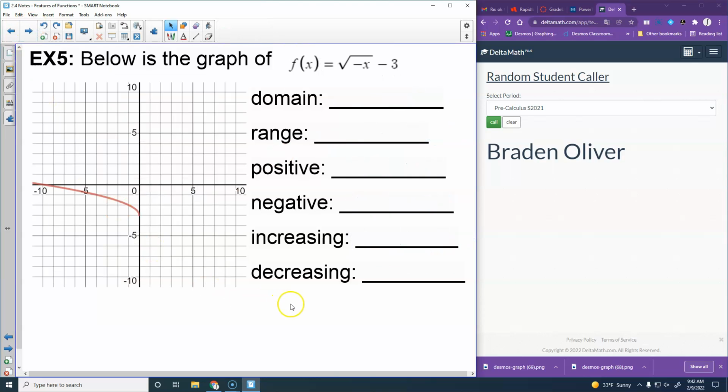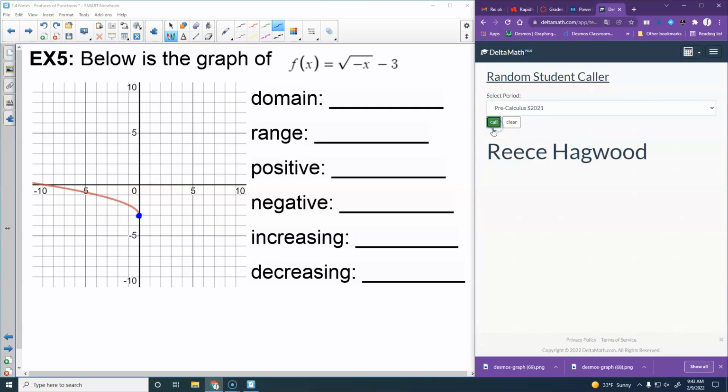All right, let's go to the next one. We've got a square root function here. Reese, domain. Very good. X is less than or equal to 0. Perfect. If you use interval notation, that would be negative infinity to 0, and we'd have to use a bracket with that 0.